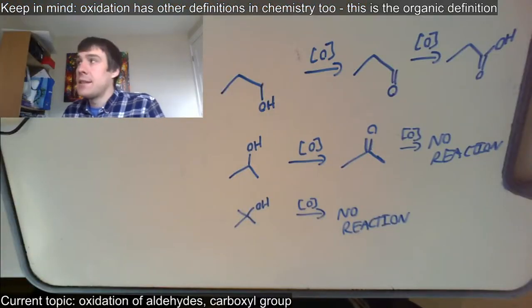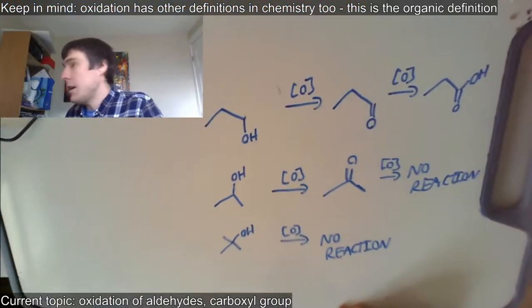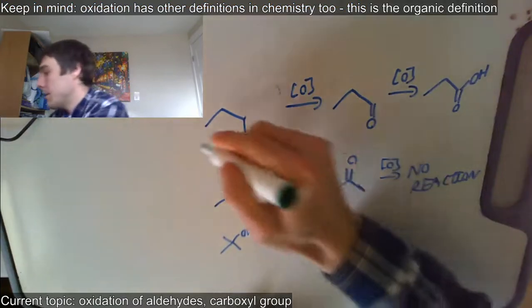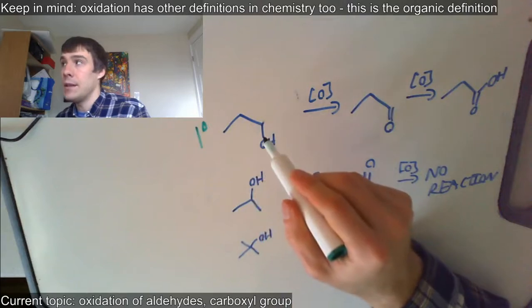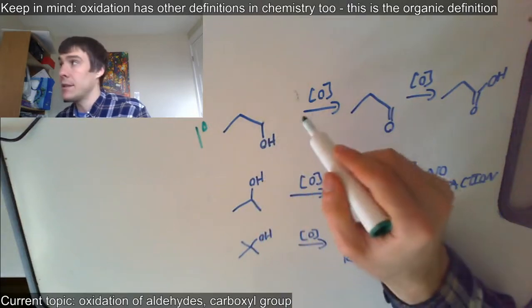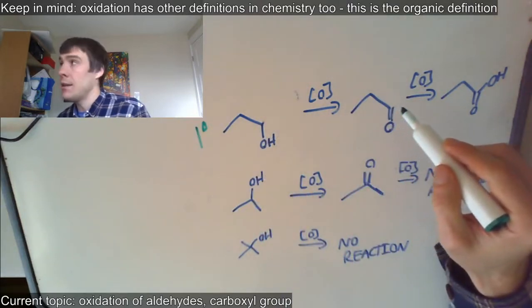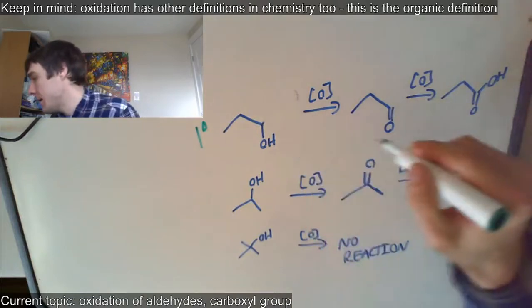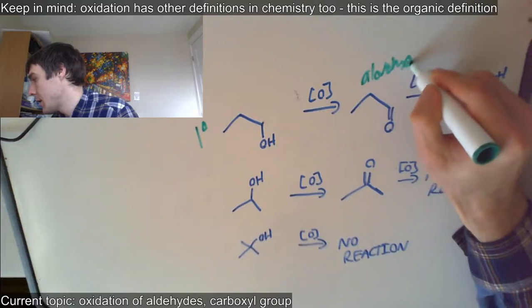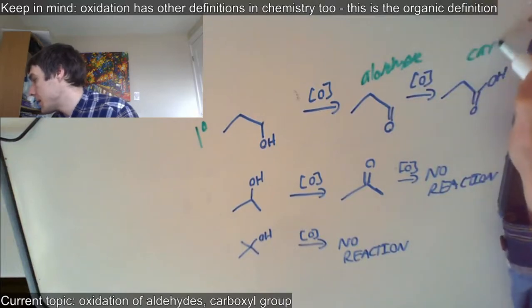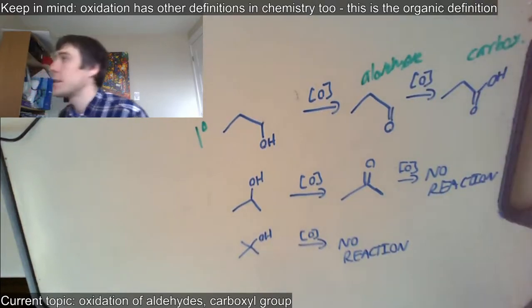And we can summarize that in this kind of table. A primary alcohol, here we have propan-1-ol, is going to oxidize to an aldehyde, which is going to oxidize to a carboxylic acid. So this is an aldehyde, and this is a carboxylic acid. I'm just going to write carboxylic acid.